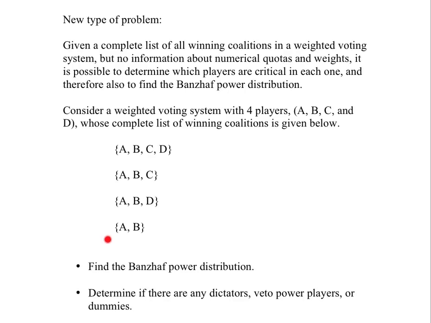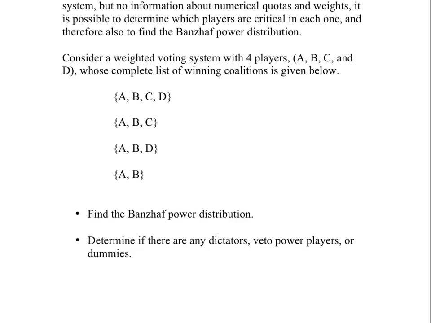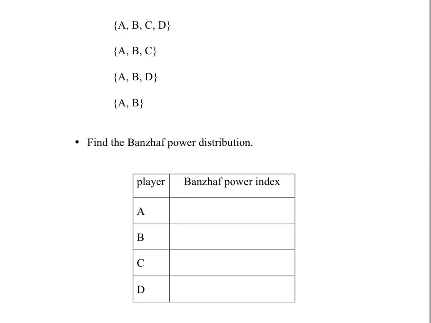So here are all the winning coalitions. So here's our task. Find the Banzhaf power distribution. So find what fraction of the actual power each player has here. That might seem intimidating at first. And determine if there are any dictators, veto power players, or dummies. So now we get to find out if we've really understood what critical in a winning coalition really means.